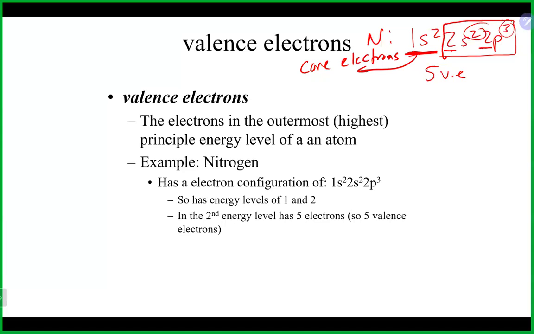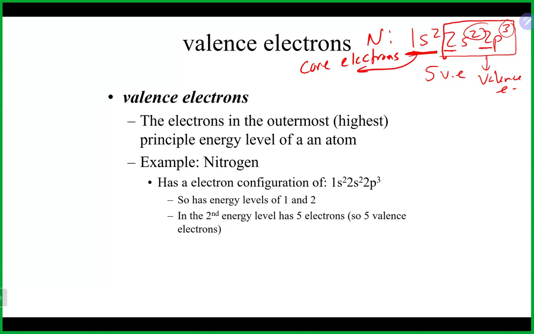Valence electrons, which are these 5 here, are far enough away from the nucleus that they are not held as tightly and they're easier to remove. Valence electrons are the ones that are involved in bonding because of that. They're the outside ones, furthest away from the nucleus. They're not held as tight.